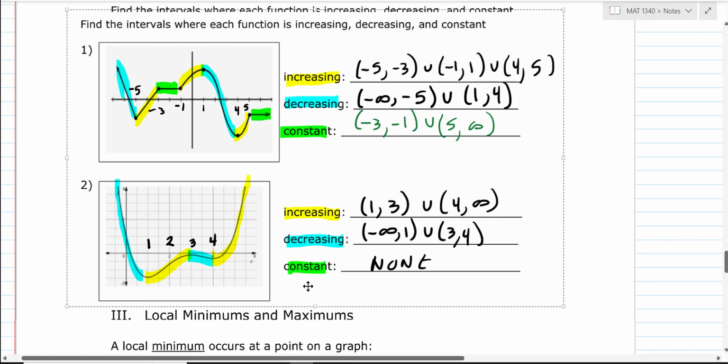Okay, and the last one, let's see, you were never constant. You were never at a place where the y values were staying the same. So increasing, there were 2 areas: 1 to 3, and 4 to infinity. And decreasing, forever to the left, negative infinity to 1, and then 3 to 4. Okay, like that. I think most of you did okay. I didn't look specifically at your answers; I was looking more at the structure of what you were doing.